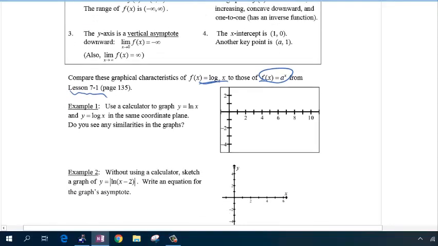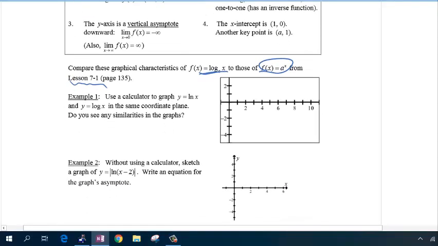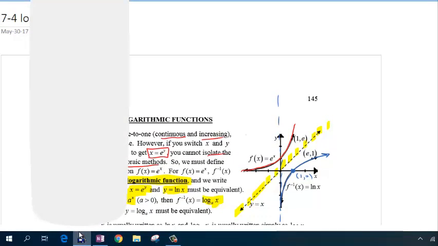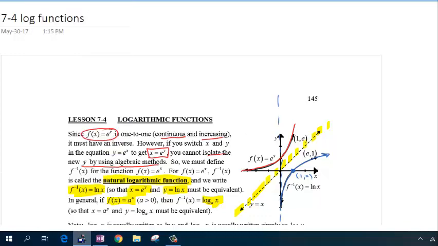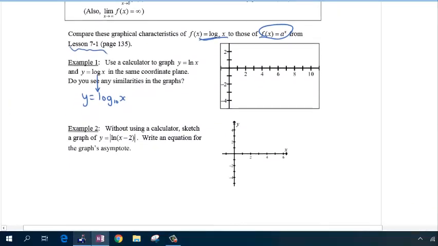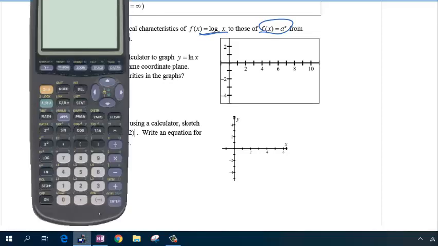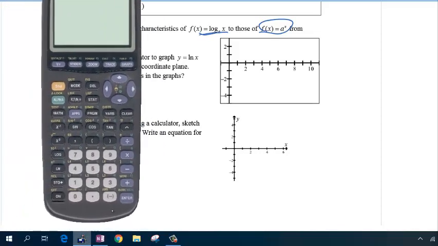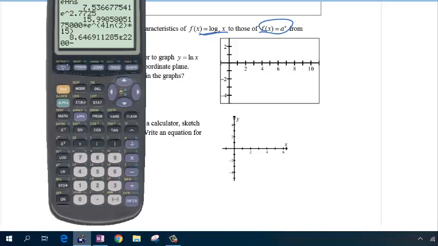So, let's look at example number 1. I'm going to ask us to use a calculator to graph both y equals ln x and y equals log x on the same coordinate plane. By the way, if you're not too sure, y equals log x is actually the log base 10 of x. It's the common logarithm. If you were to take out your graphing calculator, here's mine, you should be able to graph the two different functions on the same grid. So let me erase all this stuff.